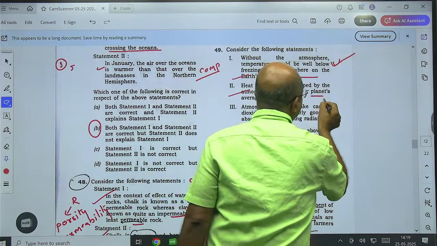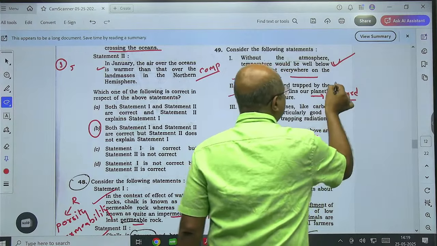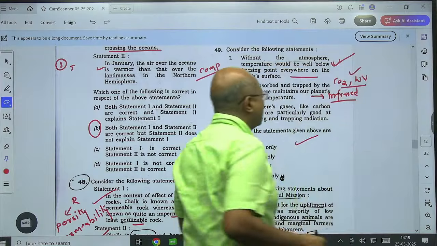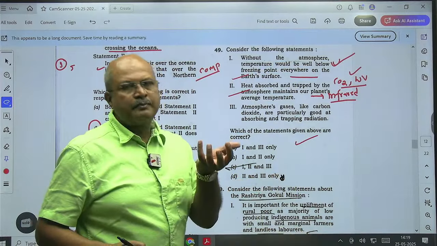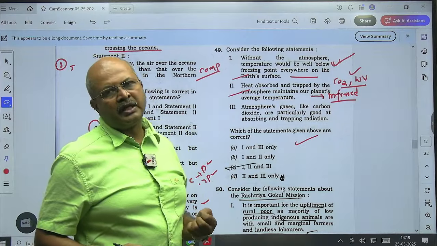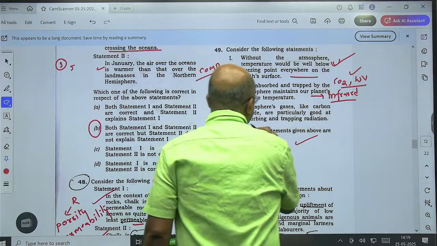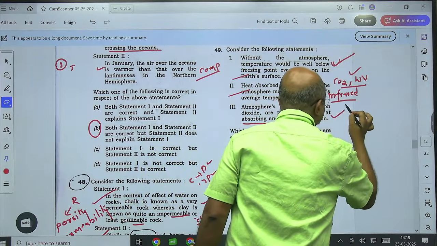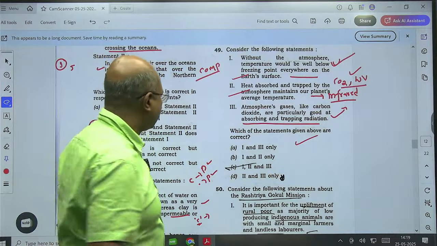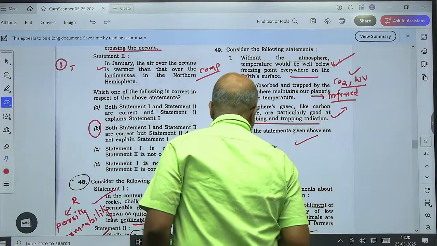So here he is talking about the long wave radiations, infrared radiations, more specifically carbon dioxide, water vapor, etc., which are present in the atmosphere, and they absorb these terrestrial radiations in more quantity, which maintains the average temperature. Atmospheric gases like carbon dioxide are particularly good absorbers, and they trap the radiation. So generally, we refer to carbon dioxide as a greenhouse gas. So all the 3 statements are correct here.